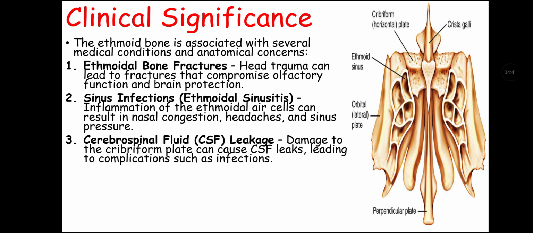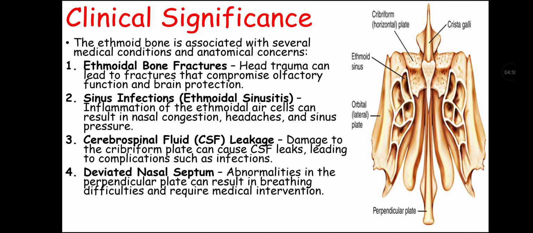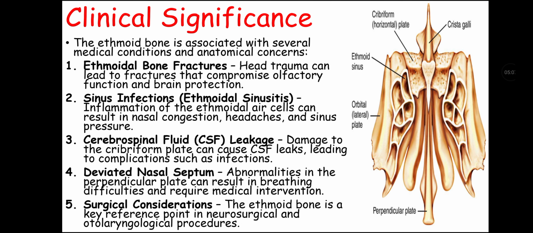The next significance of ethmoid bone is cerebrospinal fluid leakage, as damage to cribriform plate can cause CSF leakage, leading to complications such as infection. The next significance include deviated nasal septum, as abnormalities in perpendicular plate can result in breathing difficulties and require medical intervention. The next significance includes surgical consideration, as the ethmoid bone is a key reference point in neurosurgical and otolaryngal procedures.